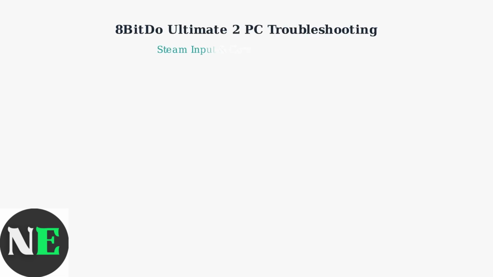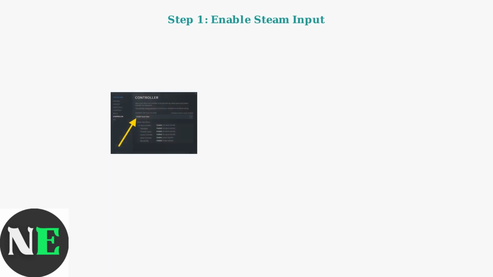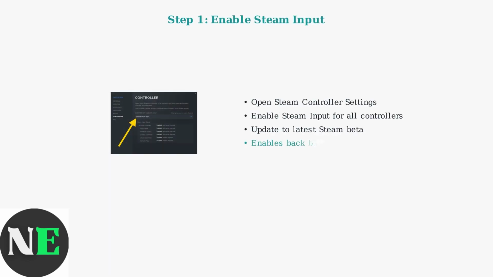Having trouble with your 8BitDo Ultimate 2 controller on PC? These troubleshooting steps will get your controller working properly with Steam and Windows games. First, ensure Steam input is enabled in Steam's controller settings.